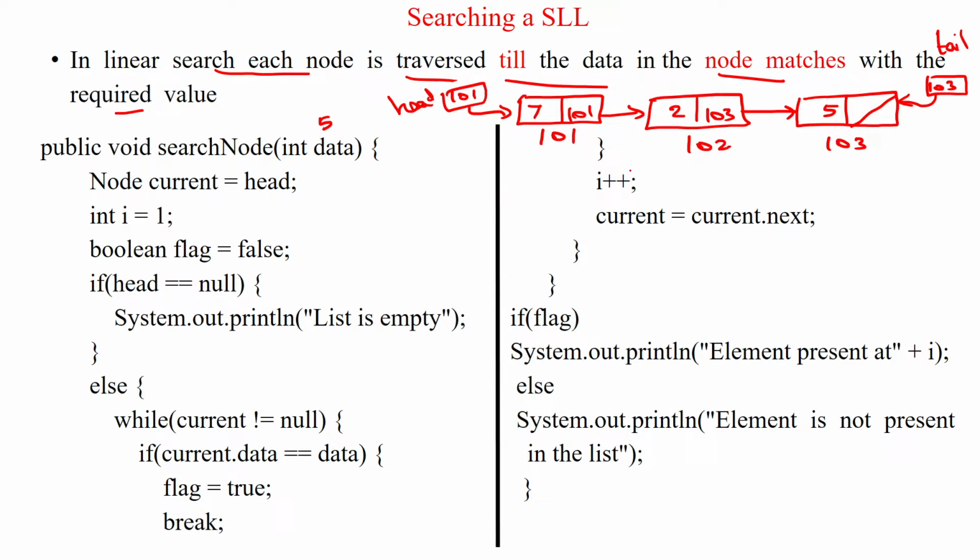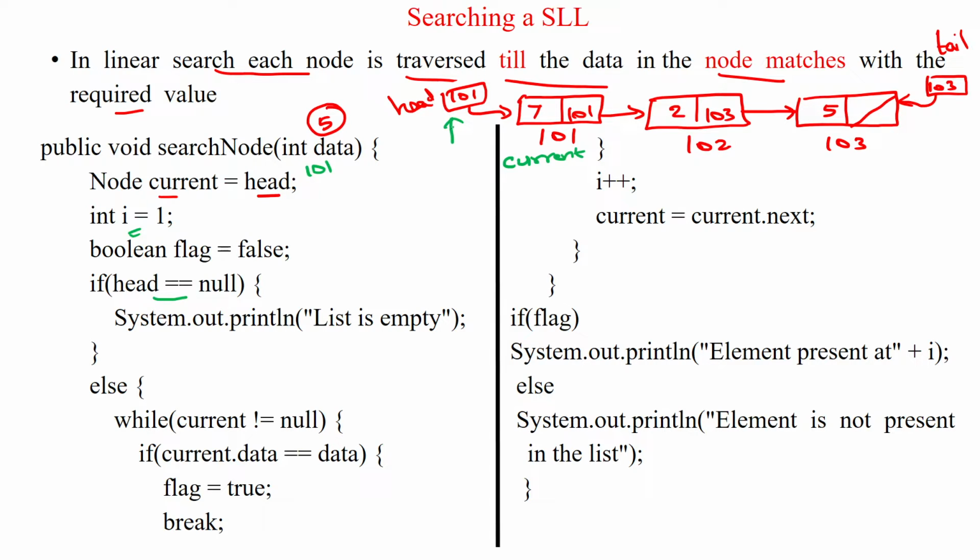Now we want to search whether 5 exists in the list or not. Initially we assign head to a temporary variable, current. So now 101 is assigned to current. Current is the variable having 101. Then I take an integer variable 1. Here I am checking whether head is null or not. Look at that, head is not null.